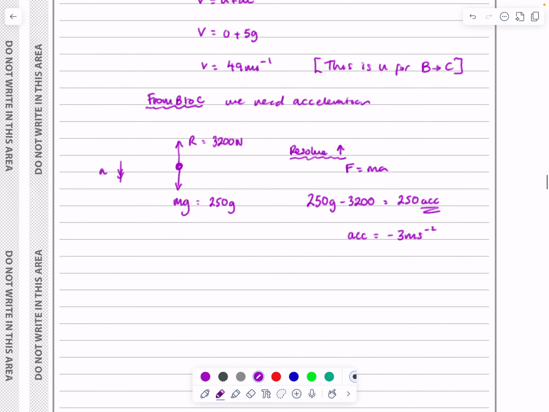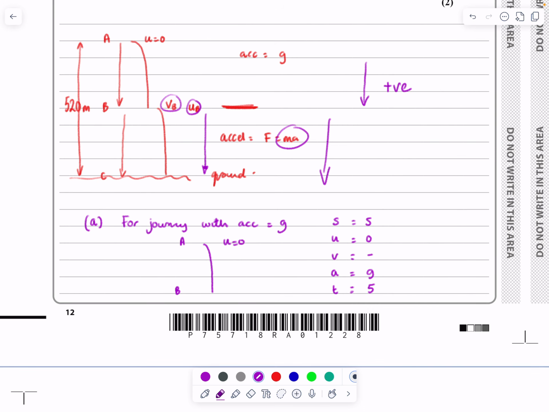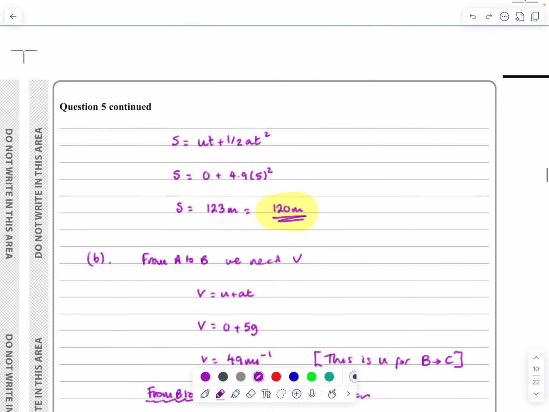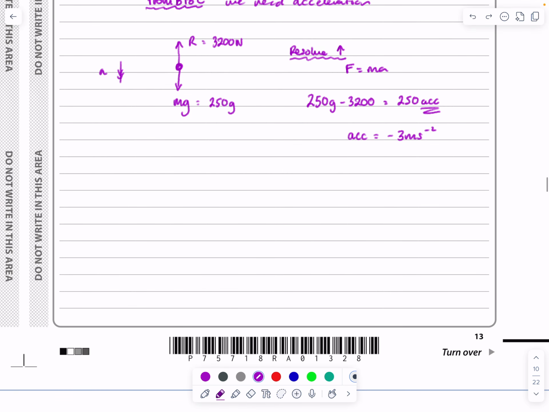And absolutely that makes sense. The whole point about the parachute is it starts slowing it down. So whereas we did have acceleration of g, we've now got an acceleration of -3. It's a deceleration. It's slowing it down. So in this part now, I've got all the SUVAT, hopefully, that I need to be able to work out the speed. We're trying to find v, our final speed.